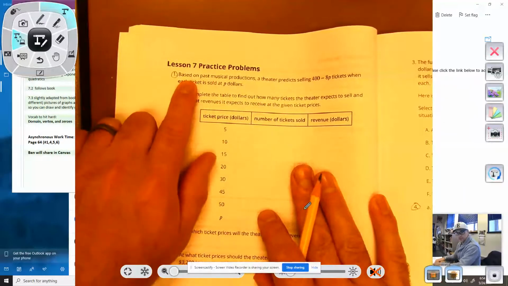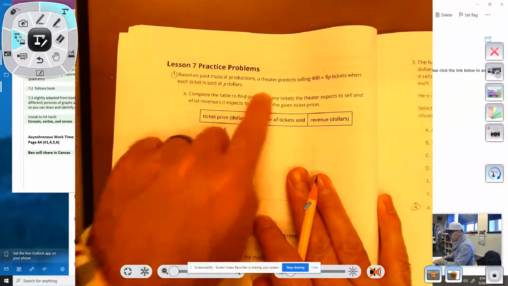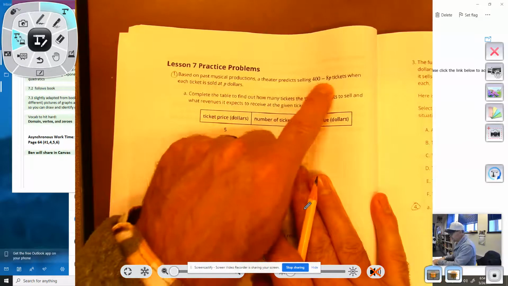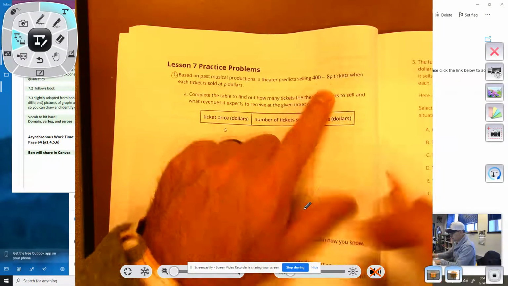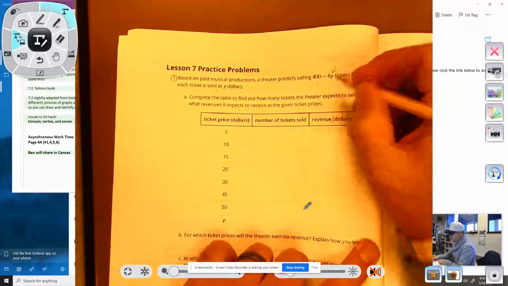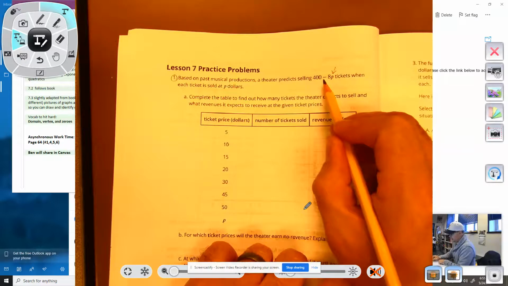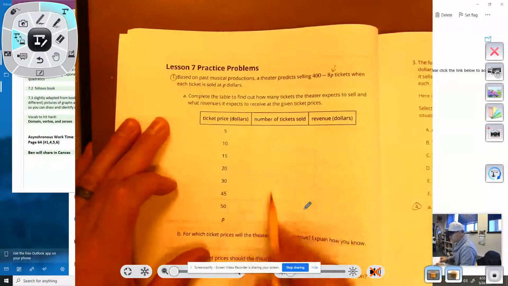We're basically going to be putting on a musical production at a theater, and we can tell how many tickets we're going to sell based upon this little expression right here, which basically says the higher the ticket price, the less tickets we're going to sell. Okay, so we're going to use this expression to fill out this table when we talk about number of tickets sold.